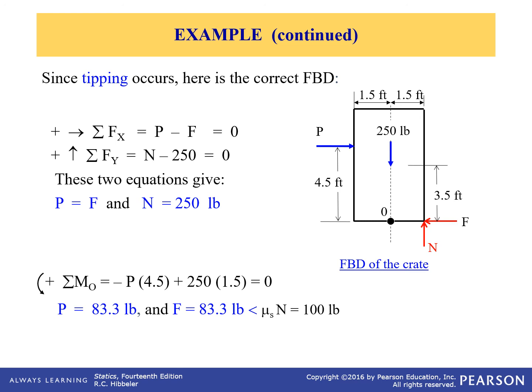When we solve for P, we get an answer of 83.3 pounds. So what does that mean? That means if somebody starts pushing on that box, once they reach the point that they're pushing at 83.3 pounds, that box is going to tip. They would have to push 100 pounds to make the box slip, but obviously, if they start to push on the box, they're going to push with 83.3 pounds of force before they get to 100 pounds force, so the box will tip. It will never slide in this particular case.